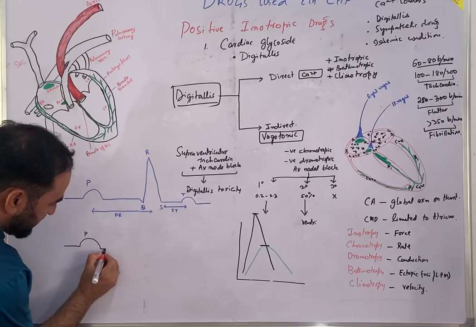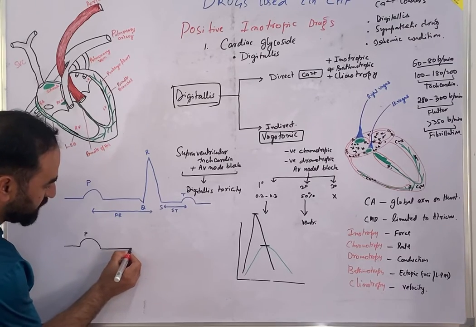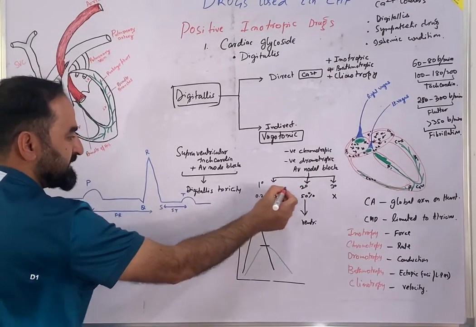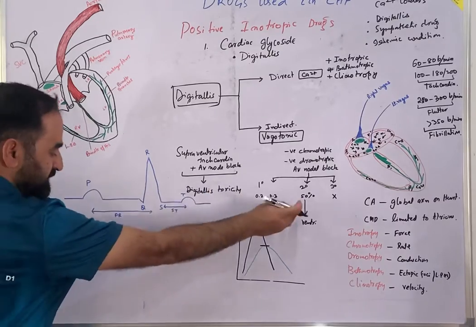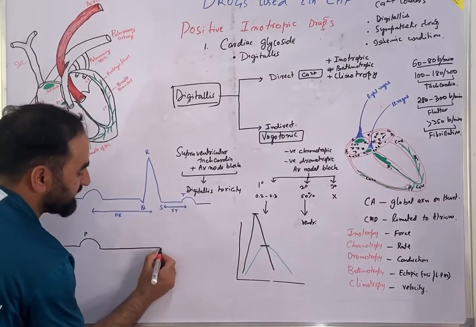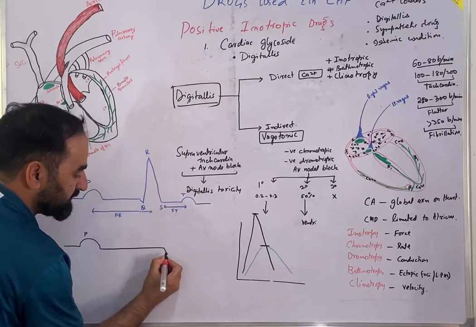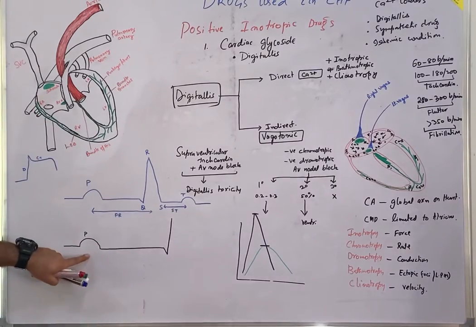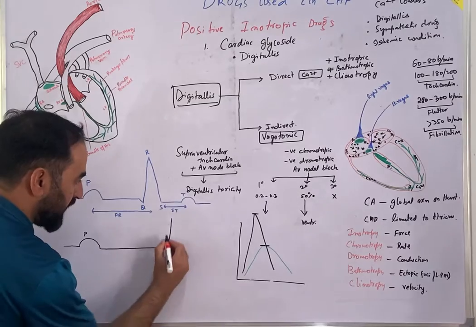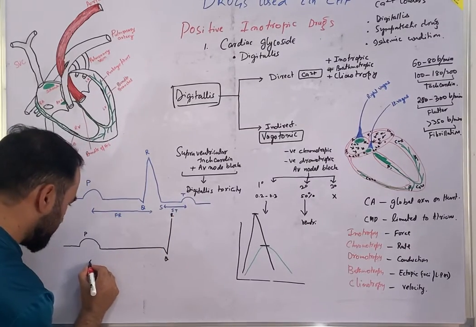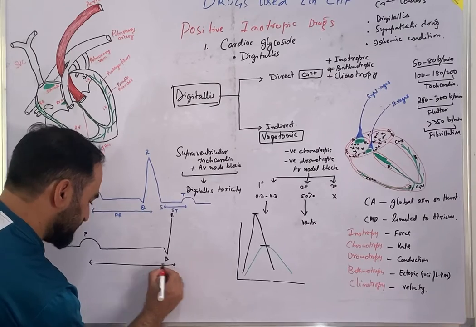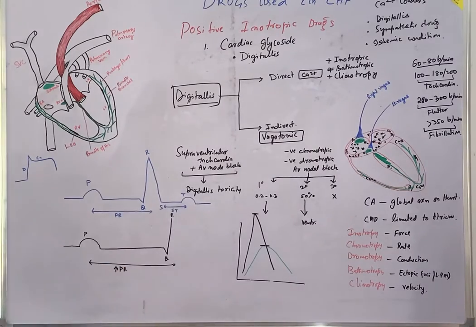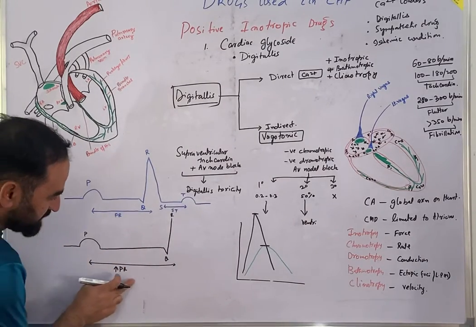So the conduction goes on with delay. If it is a first degree or second degree block, then they send the signal to the ventricle to start contraction. Now the P wave is there, then QRS. Look at what is happening to the PR interval. It increases. A digitalized patient is having an increased PR interval.